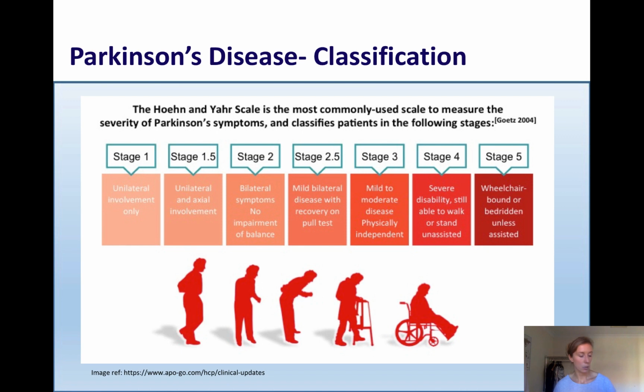But again, we can see we're just going from the mild early symptoms to, at the end, stage 5, wheelchair bound or bedridden, unless assisted. So the very end stages of the progression. So just something to be aware of. And this is in the ACSM guidelines as well, so it is endorsed by them.